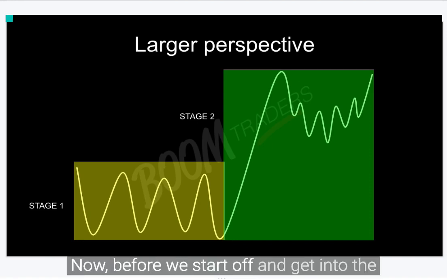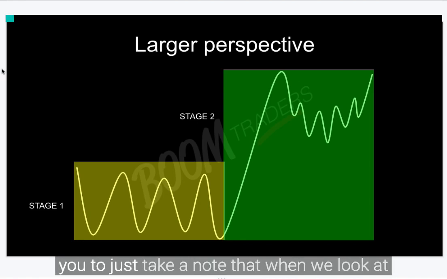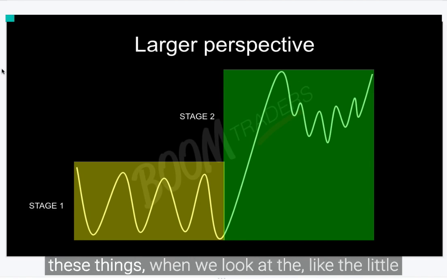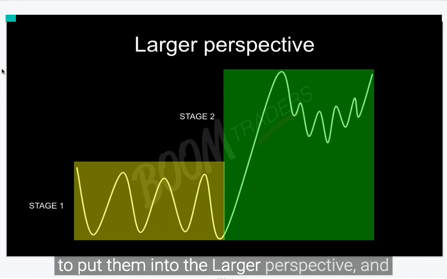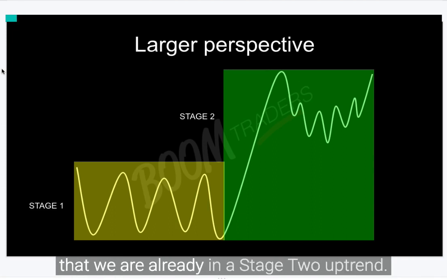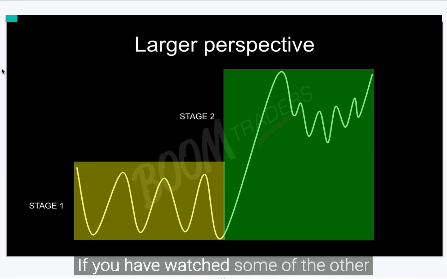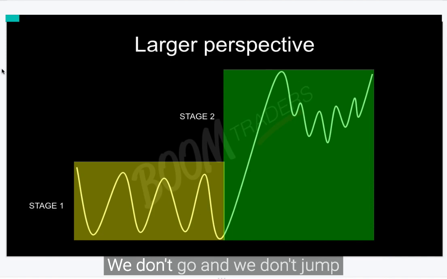Now, before we get into the technicals about what a pullback buy is, I want you to take a note that when we look at the little tiny details about a setup, we always need to put them into the larger perspective. And the larger perspective here is that we assume that we are already in a stage 2 uptrend. If you have watched some of the other videos, or read Mark Minervini's books, the stage 2 uptrend is referred to as the non-negotiable criteria. We don't jump into any setups without that.